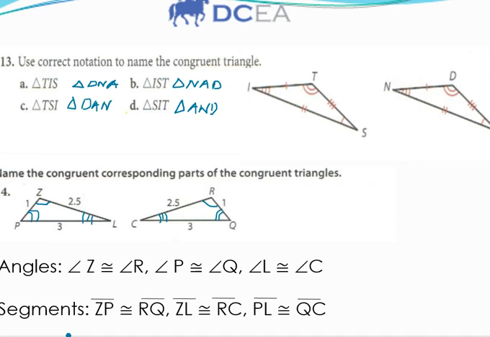And we already have the numbers, so ZP, which was a segment of 1, will be congruent to RQ. ZL, which is 2.5, will be congruent to RC, and the last segments will be congruent to each other. PL is congruent to QC.